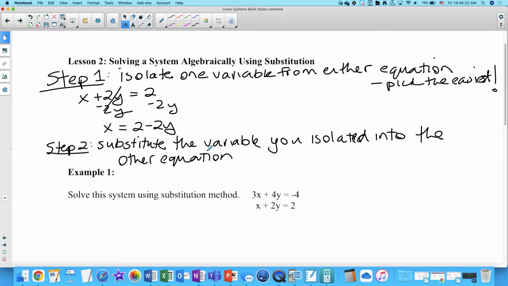So what I do is I write that equation out. I'm subbing into the first one because I isolated in the second. So 3x plus 4y equals -4. And what I'm going to sub is the variable that I isolated, which is x. And what I'm going to sub in for x is this, 2 minus 2y. Okay, so what I like to do is just replace it with a set of brackets initially, and then pop this into the brackets, 2 minus 2y.